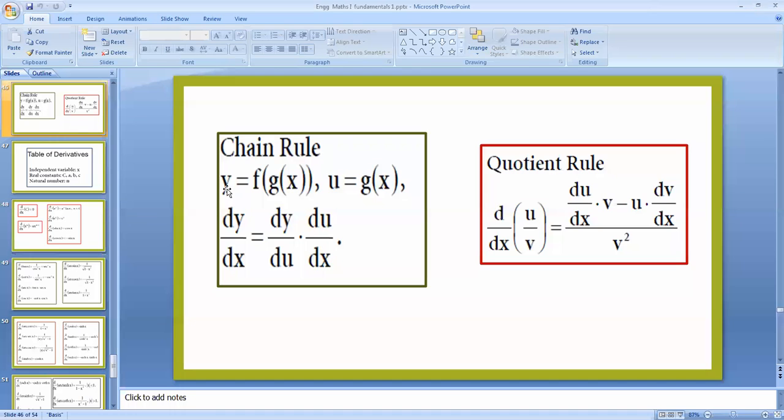Okay. Suppose you want to find the derivative of y with respect to x directly, dy by dx. So already you know y is a function of x, but it is a composite function. You observe this formula very clearly, and if you get a clear understanding of the chain rule formula, anywhere you can apply it. So y is a function of g of x, a composite function.